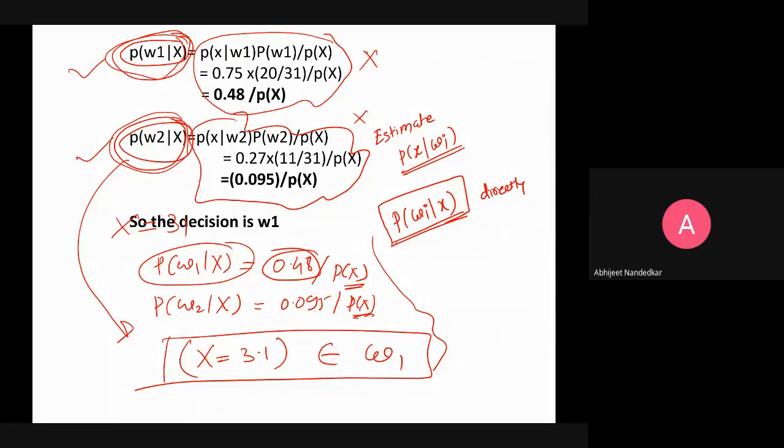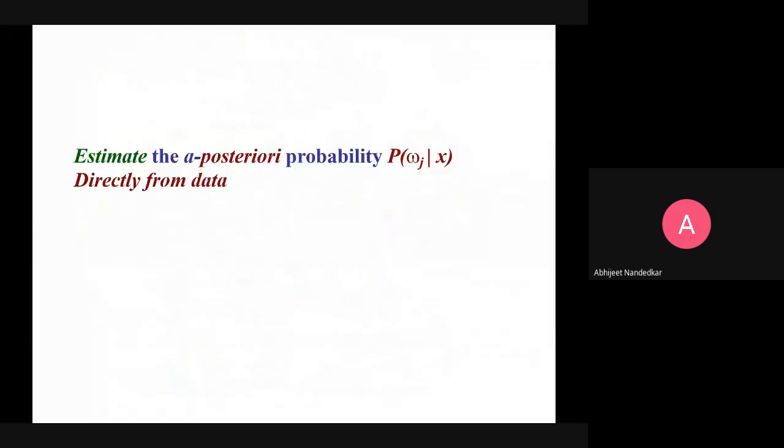And that's why the next method, called the k nearest neighbor rule, does not estimate likelihood. The k nearest neighbor rule is very popular to date. It directly calculates the posterior, and the procedure is so simple that implementation is very easy. So that we will see. Here we will estimate this posterior directly from data.